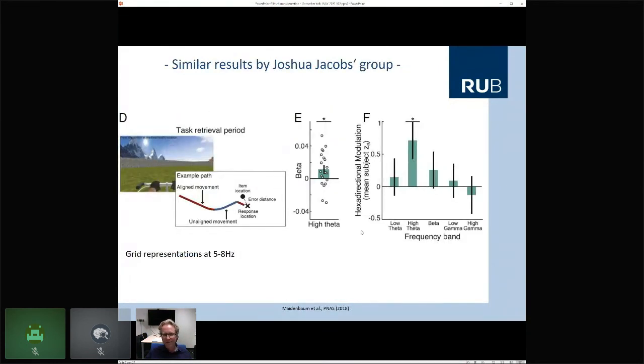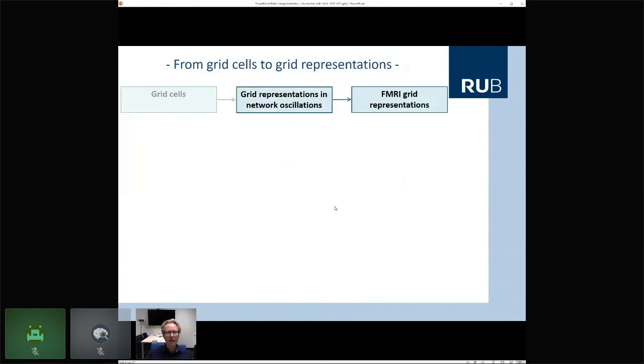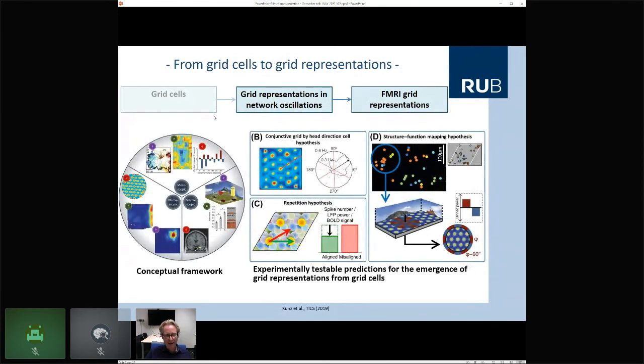At the same time, research from Josh Jacobs' lab from Columbia University showed exactly the same findings. So during a different spatial navigation task, they also found in the entorhinal cortex grid representations between 5 and 8 hertz, which is a beautiful convergence of results here. So we believe that these findings are actually a first step towards understanding the link between grid cells and fMRI grid representations by showing how grid representations can be found in network oscillations at an electrophysiological level. And much more work remains to be done to link the activity of single grid cells to the grid representations and then eventually to fMRI.